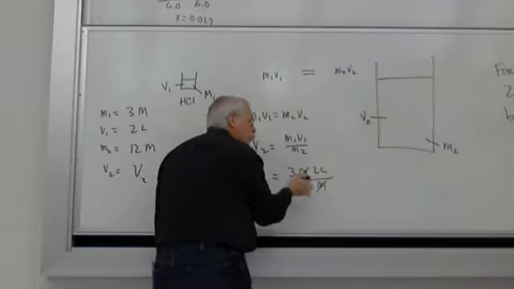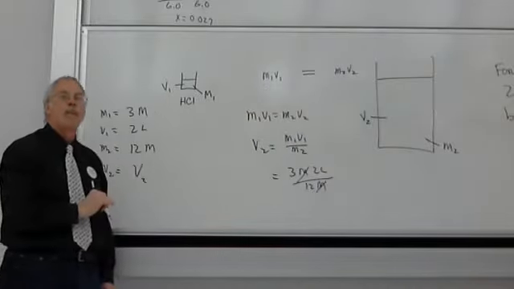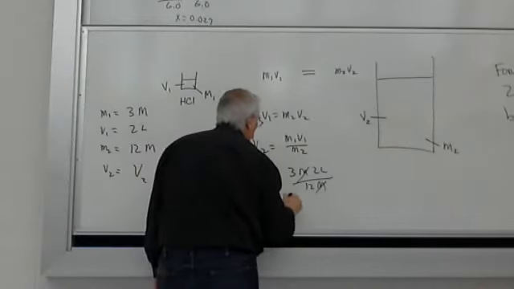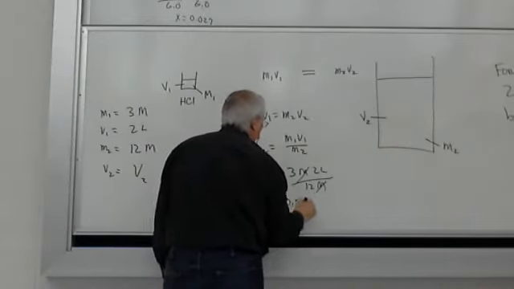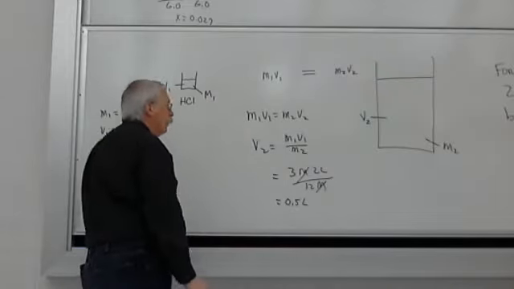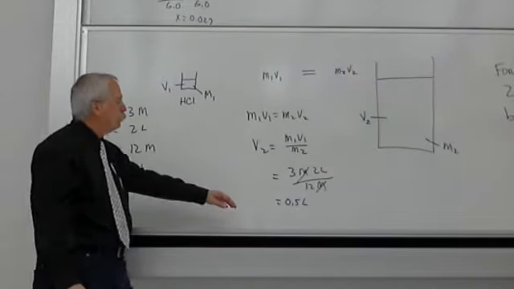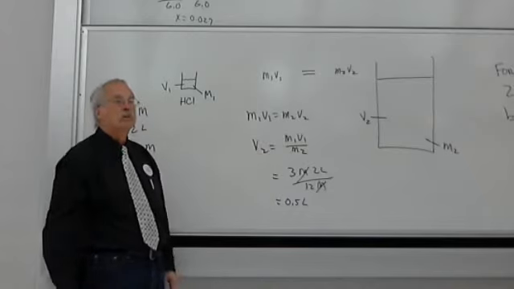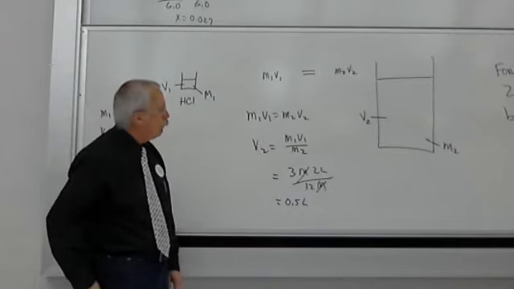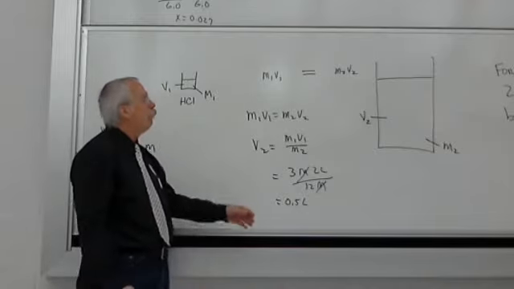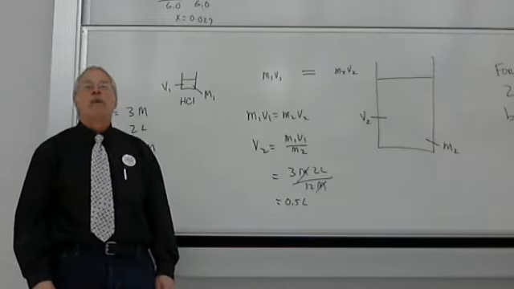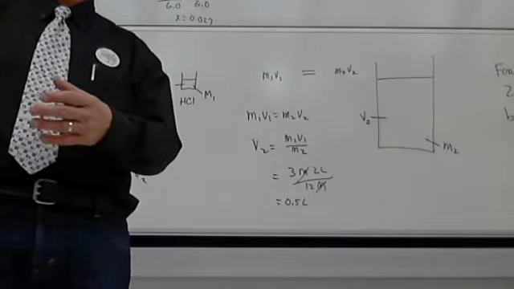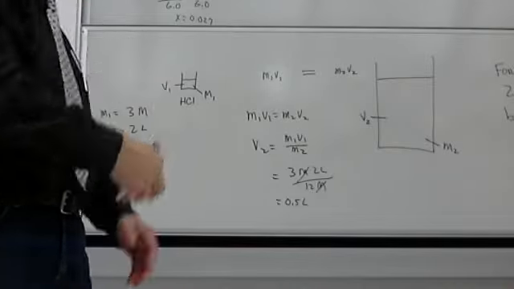Look, the molars cancel. Okay, 0.5 liters. And good news, I got liters, and I'm looking for a volume, which is liters. So this is telling me what? Take 0.5 liters of 12 molar HCl and add water to it until I get to a total volume of 2 liters.